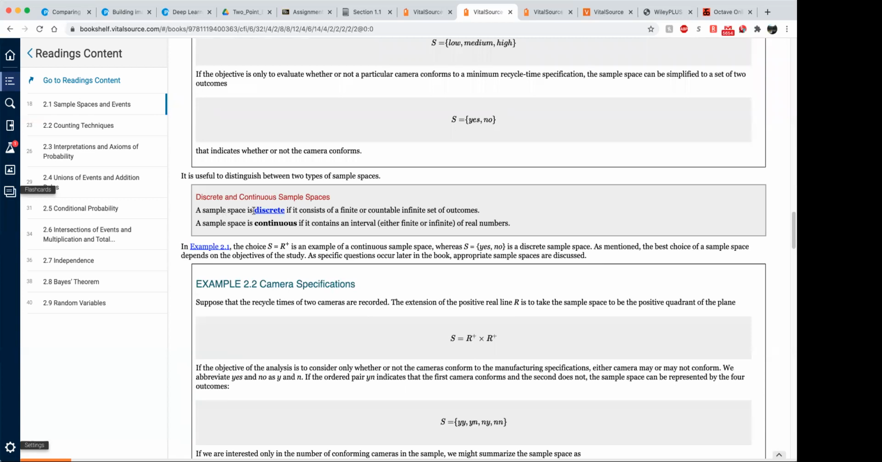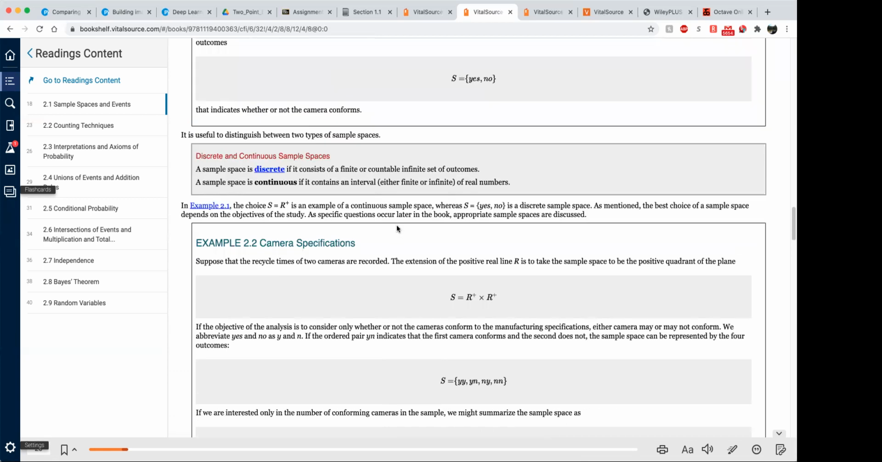A sample space is discrete if it consists of a finite or countably infinite set of outcomes. For example, 1, 2, 3, 4, 5, 6, 7, 8, 9, 10, or yes or no, or low, medium, high, or big or small. A sample space is continuous if it contains an interval of real numbers, an interval in the real number line.